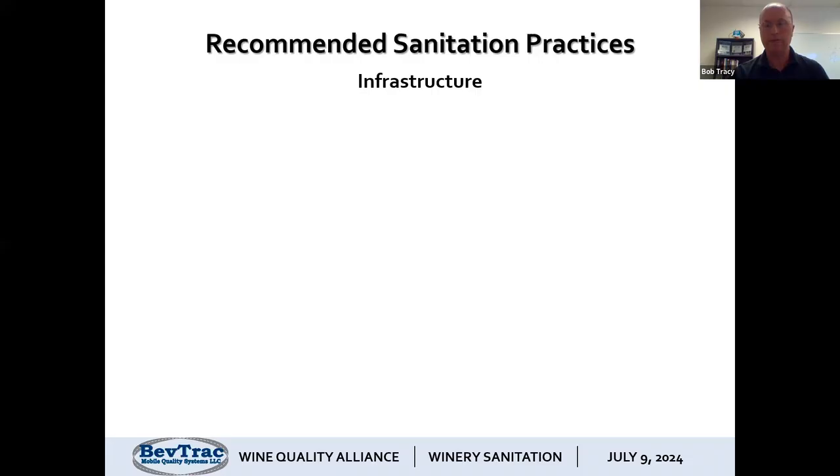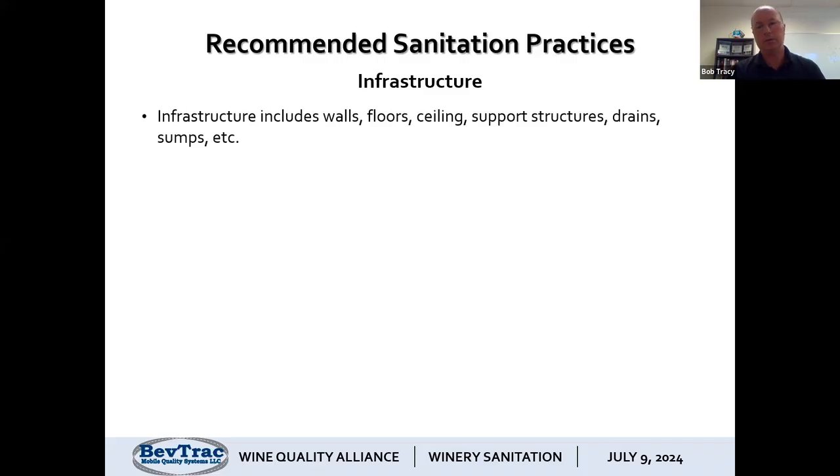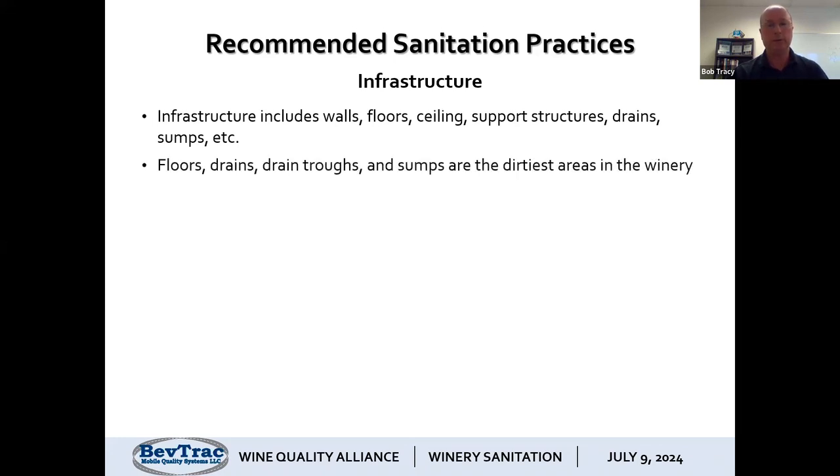So let's talk about infrastructure. So drains, walls, floors, ceiling, even the ceiling, support structures, sumps. All of these are considered part of your infrastructure. In my experience, floors, drains, drain troughs, and sumps are the dirtiest areas in the winery. Every time I do an audit, these are the areas that are the most contaminated, which makes sense because they don't get cleaned very much.